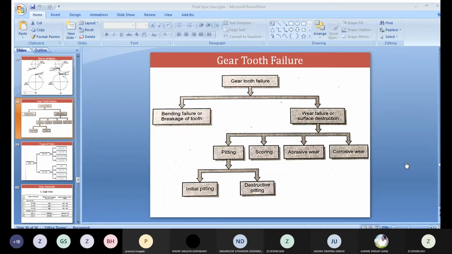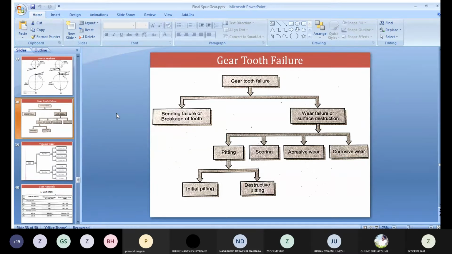Next point, you can write: this type of failure can be avoided by adjusting parameters like module, face width, in the design. Correct. So this is for bending.